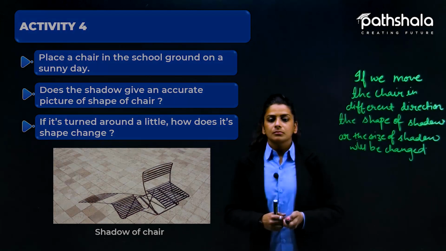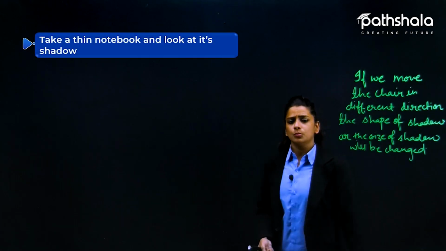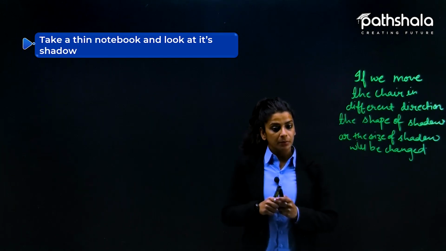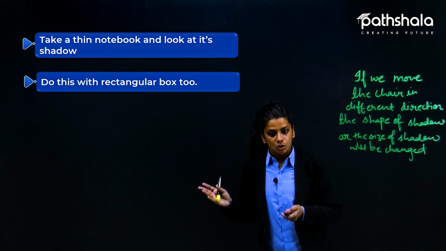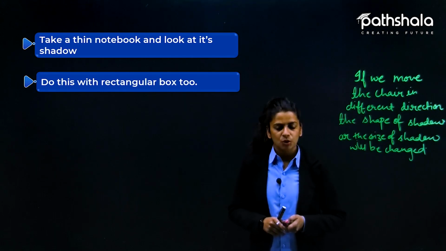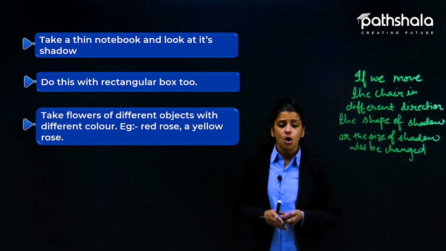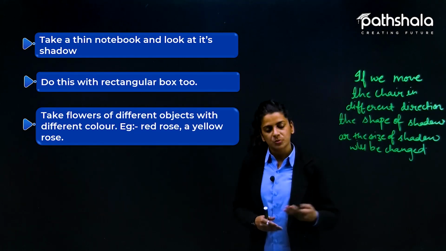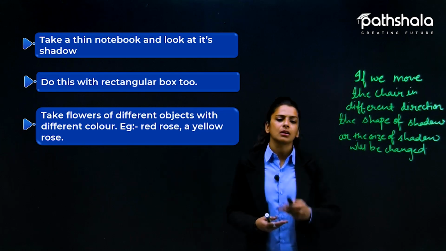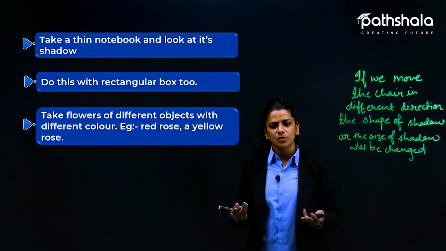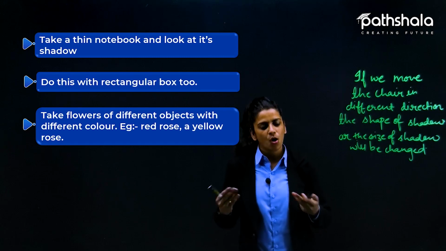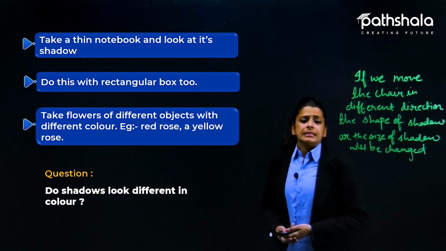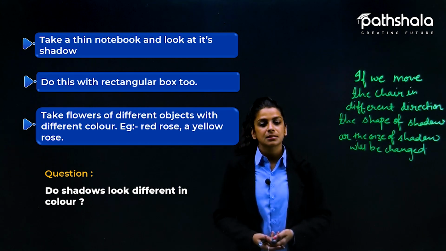So next is take a thin notebook and look at its shadow. अब क्या करना है? Thin notebook ली हमने, उसका shadow देखना है. Do this with rectangular box too. You can take the example of rectangular box also, or you can take flowers of different objects with different color. या आप कोई different object ले लो जिसका color different है. You take different colors of flowers. Yes, for example, red rose, yellow rose, any rose you can take, or you can take any colorful toy also. So now the question arises, do shadows look different in color?